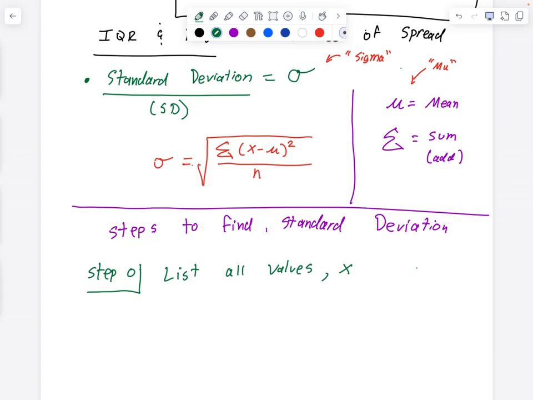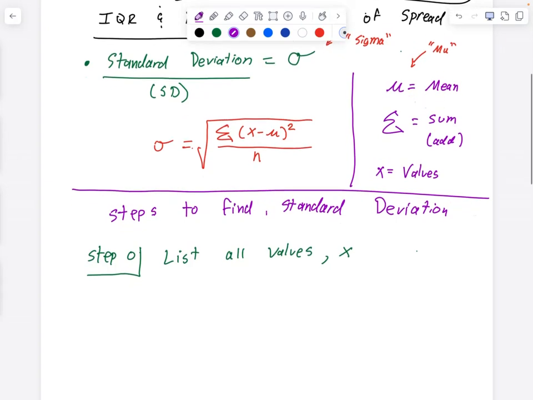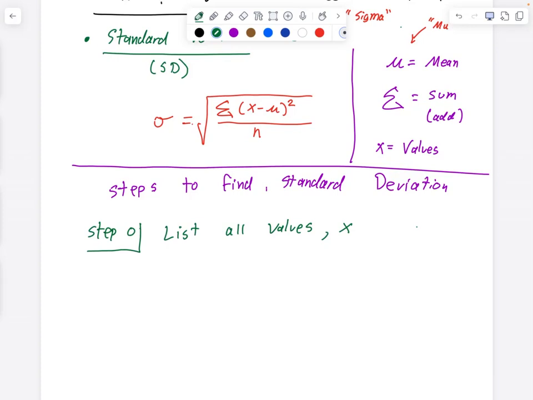Step 1. Find the mean, which is the symbol mu. Now we've practiced finding the mean. How do we find the mean? Add up all the values and divide by how many numbers there are. Add up all the values, and then divide by how many numbers there are.